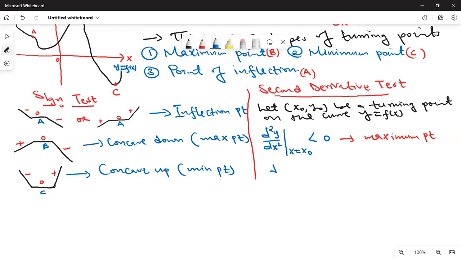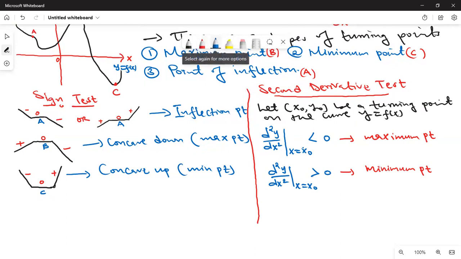What about if the second derivative of y with respect to x twice at the same point x is equal to x naught is a value greater than 0? Then what does it tell you? That the point x naught, y naught is a minimum point.